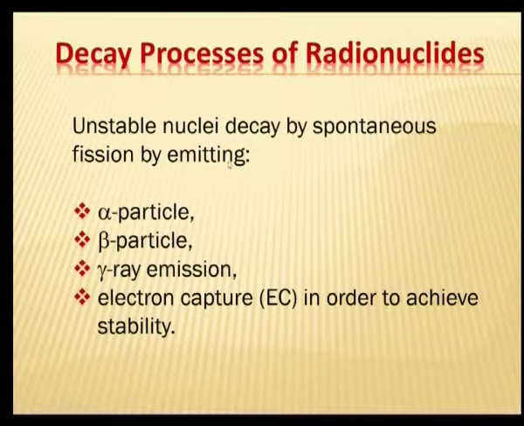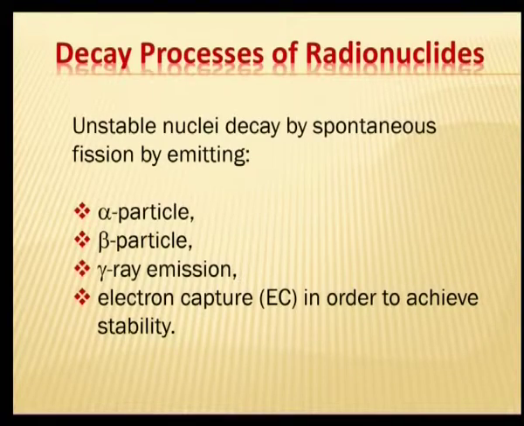Unstable nuclei decay by spontaneous fission. The nuclei which have atomic numbers greater than that of bismuth, namely 83, are unstable. They emit alpha particles, beta particles, gamma emission and electron capture in order to achieve stability. Electron capture is another process during the decay processes. By electron capture, the nucleus becomes more stable.